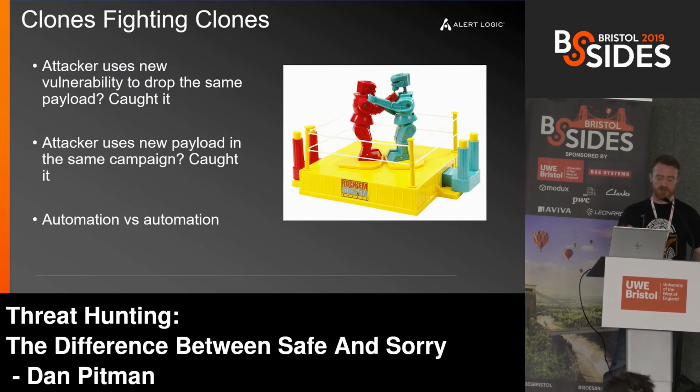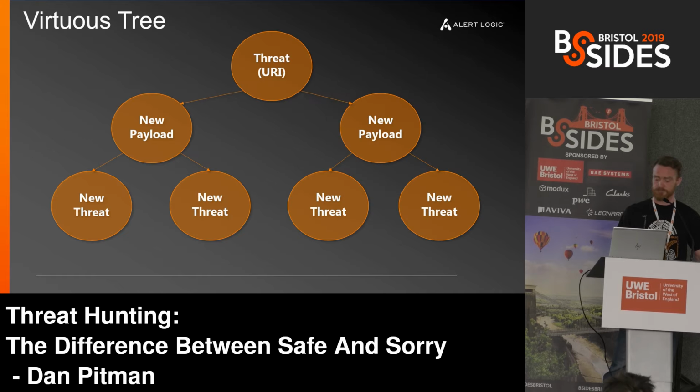So we end up with our clones fighting clones, right? So an attacker uses some new vulnerability. They might drop the same payload. We've caught it, right? Because the payload was similar. They might use a new payload in the same campaign. So it's using a similar part of the payload, that process builder or something. We've caught it again. And that's the point. You end up with an ever increasing detection capability, basically, via your threat hunting mechanism.